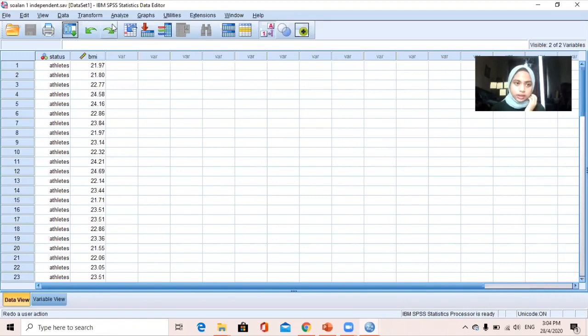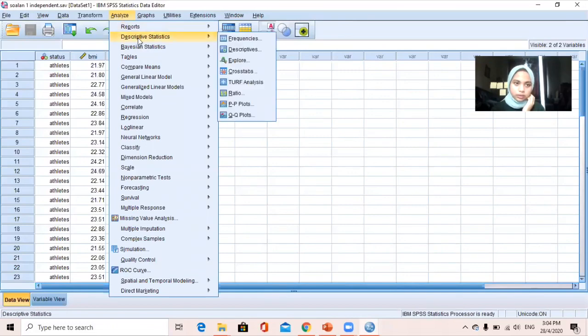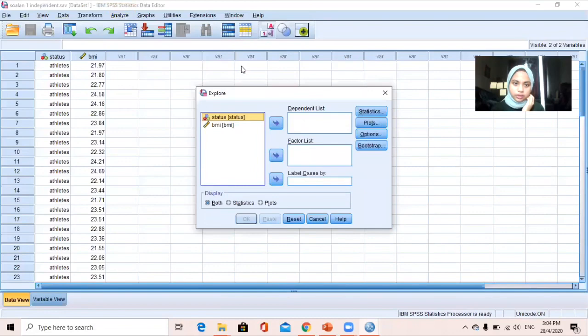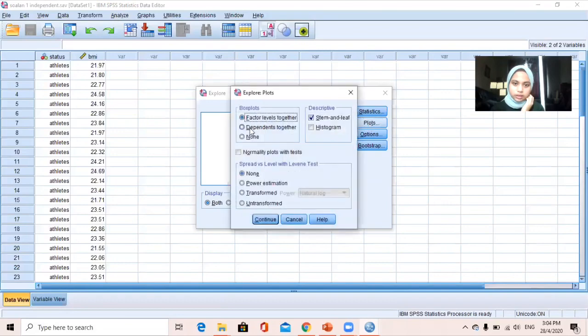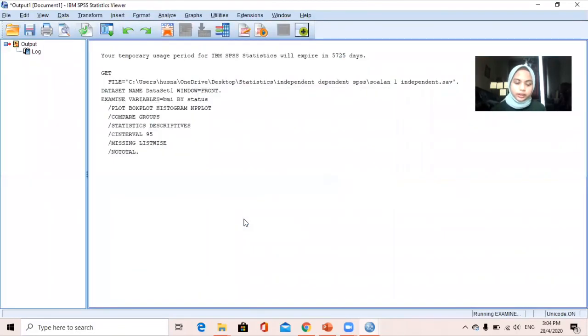Okay, so the next step is to analyze the normality of the data. We go to Analyze, Descriptive Statistics, and then Explore. BMI goes in the dependent list, status in the factor list, then Plots, Normality, and Continue, and click OK.